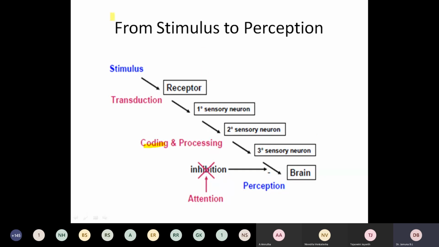So all sensory pathways begin with the stimulus, which acts on the sensory receptor. The sensory receptor converts one form of energy into another form. That is called transduction. It converts the stimulus into a neural signal. These neural signals are carried by the afferent neuron. We have first, second, and third order neurons, where the coding and processing happen. Then the perception happens at the CNS. This can be modified or inhibited by attention.